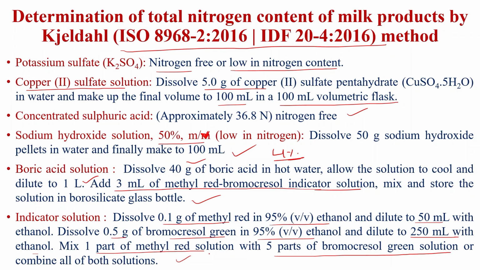As already told, instead of methyl red and bromocresol green, you can also use methyl red and methylene blue. As per the instruction of the manufacturer or the guidelines of the equipment provider, we can use the indicator. The indicator simply has to serve a purpose that is fit for use here. So we are making use of methyl red solution and bromocresol green solution.